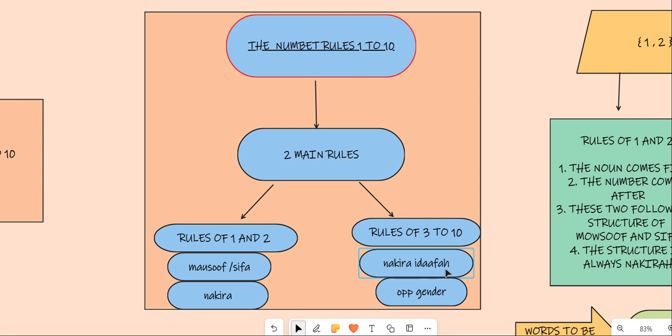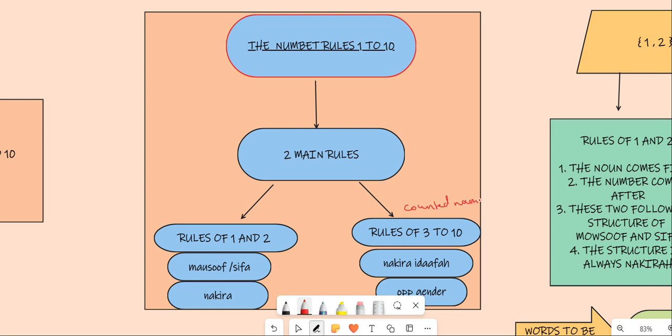And why is it Nakira? Because in nakira idafa you will find both nouns as nakira and not definite. That's why it is called nakira idafa. So the structure will be nakira, and the numbers and the nouns will be opposite in gender. And there is one more point I would like to add here: you have to put the counted nouns as plural. The counted nouns will be plurals.